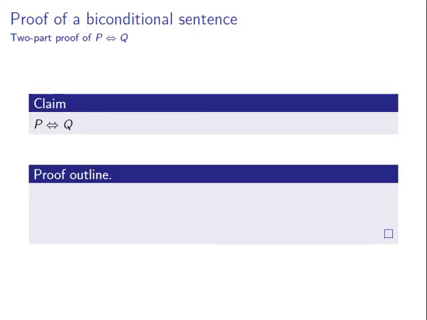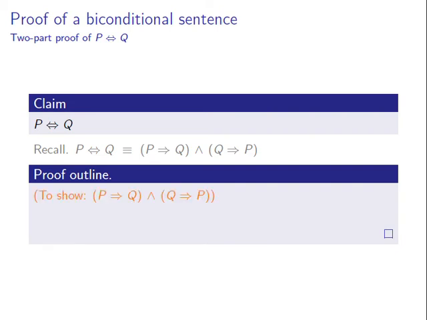We can apply the previous proof methods to give a two-part proof of a biconditional sentence. Recall that the proposition P if and only if Q is equivalent to the conjunction of the conditionals P implies Q and Q implies P. To prove P if and only if Q, we need to prove the conjunction P implies Q and Q implies P. Hence, the proof consists of two parts. One part to show that P implies Q, and another part to show that Q implies P.